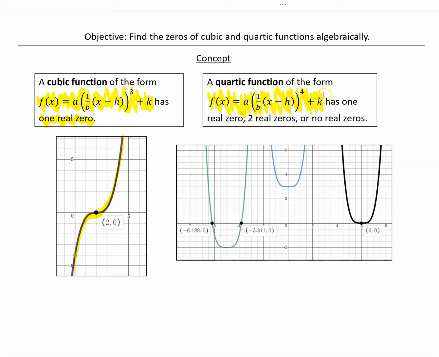For a quartic function of our transformation form, we can get either two zeros that are both real, rational or irrational. We can get no real zeros, or we can have exactly one real zero if the vertex of the curve is on the x-axis.